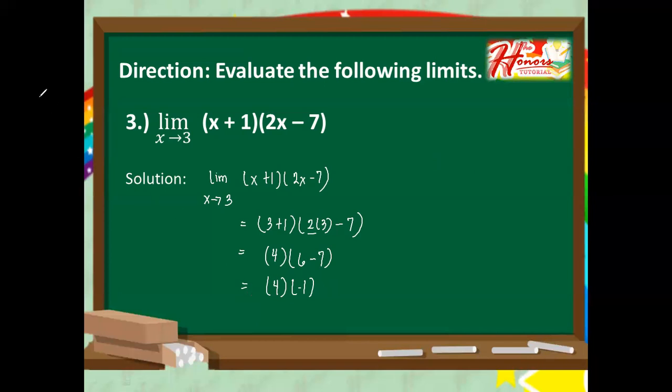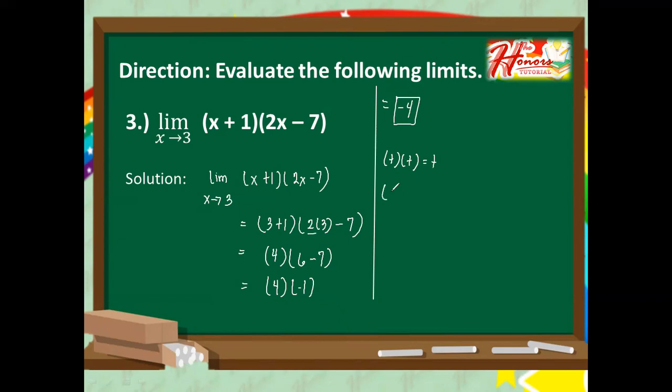Next, let's continue here. 4 times negative 1 is equal to negative 4, and this is our final answer. Why is it negative 4? Let's go back to our laws of signed numbers. In multiplication, we have here laws. The first rule that we have learned is that positive times positive is equal to positive.